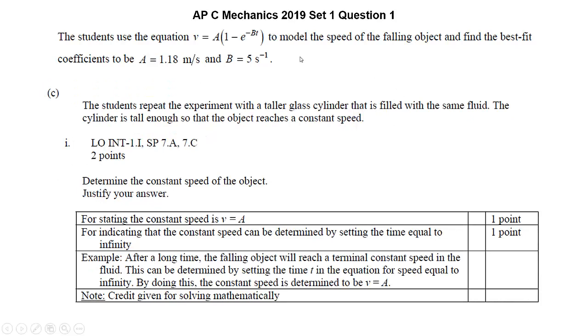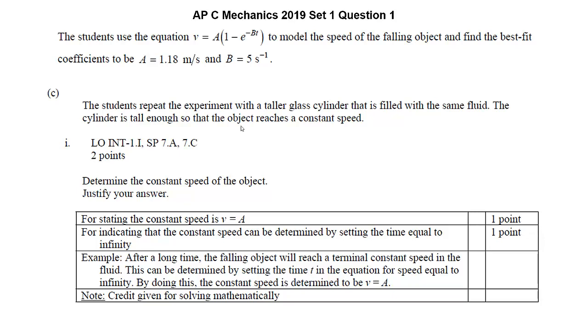All right. So now they are repeating the experiment with a taller glass cylinder. The difference here is that it allows the object to keep falling until it reaches what would be known as terminal velocity. Terminal velocity is when a falling object moves at a constant speed. And the important thing to realize is that if it's moving at a constant speed, it's not accelerating. And if it's not accelerating, the net force on it must be, that's right, 0. So that's all going to factor into the next couple of parts here.